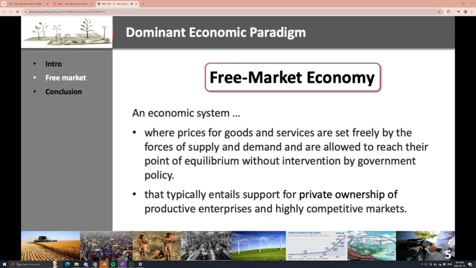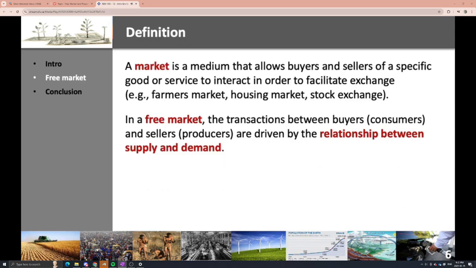Now, what do we mean when we talk about a market? A market is a place or a platform that enables buyers and sellers of specific goods or services to come together and make transactions. An obvious example that might come to mind is a farmer's market, where you have farmers who want to sell their produce and people like you and I who want to buy that produce. But there are many other examples of markets, such as the housing market, the stock exchange, or even online platforms where we buy things over the internet.